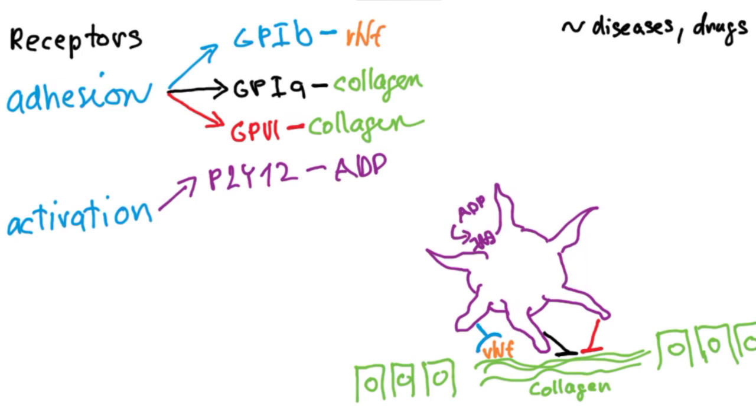Alright, and an important thing to mention over here is a drug that is able to block this receptor. The drug is called clopidogrel, and clopidogrel is used a lot by cardiologists, especially in the treatment of MI.